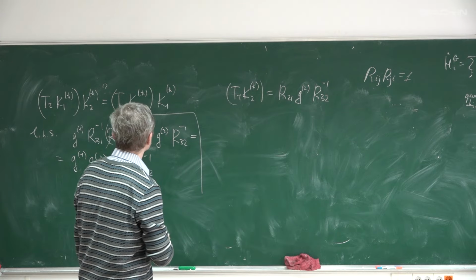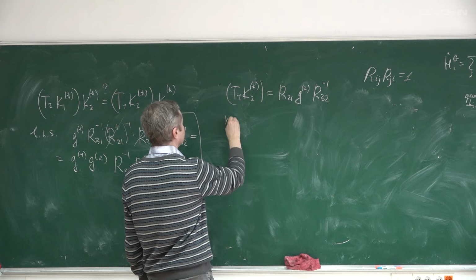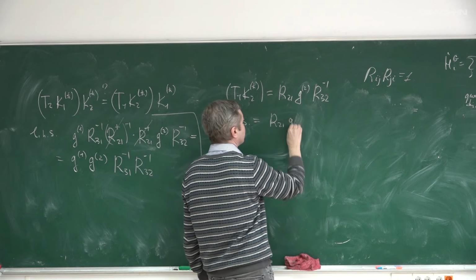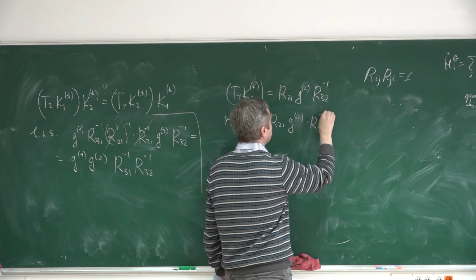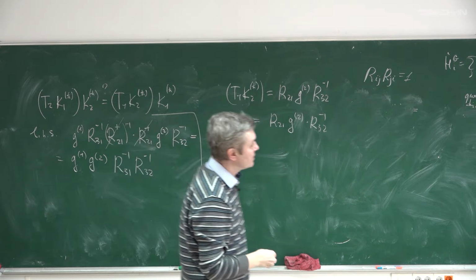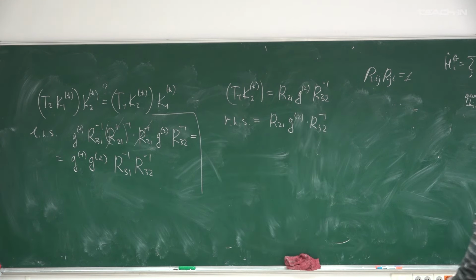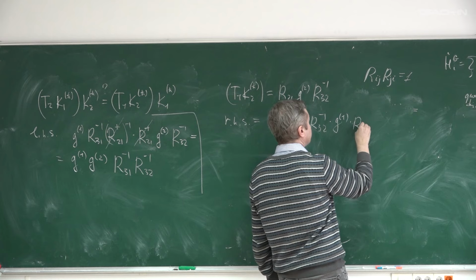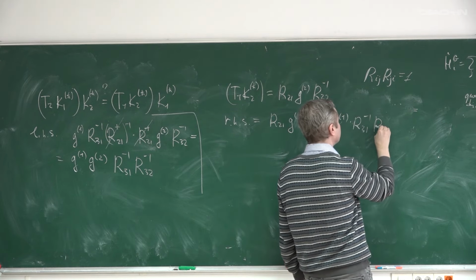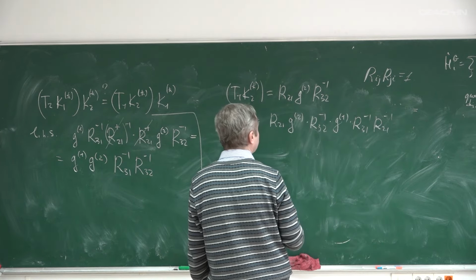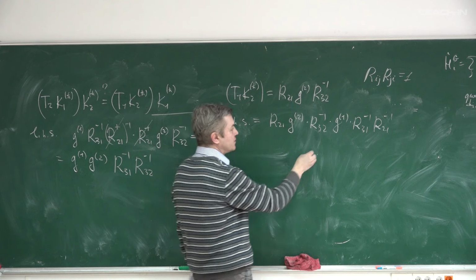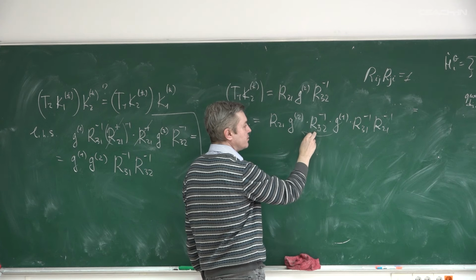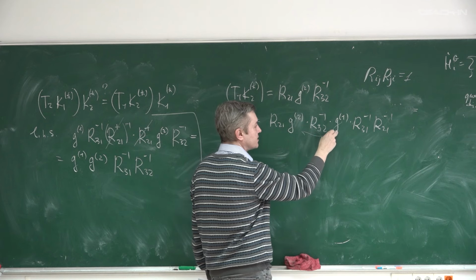Yes, and now we should multiply it. Now we write the right-hand side, and it is equal to the product of this expression and this K1. And the K1 is what we have here. It is equal to G1 multiplied by R31 inverse, R21 inverse. And again, we can see that this G1 can be moved to the left, because here we have an operator R32 which acts in the second and the third component, and this one sits in the first component.